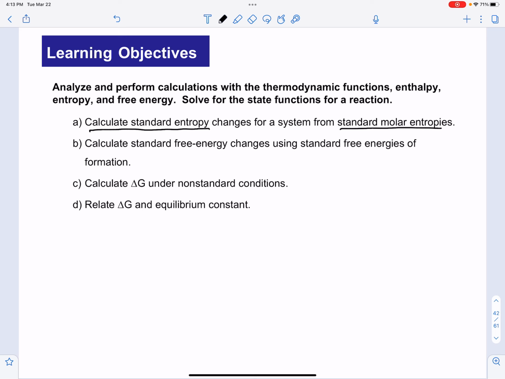We're also gonna do the same procedure for the free energy, or the Gibbs free energy, using free energies of formation. Once we do that, we're gonna calculate the Gibbs free energy under non-standard conditions. When you do it with the appendix, those are gonna be standard conditions. And then ultimately, we're gonna relate the Gibbs free energy with the equilibrium constant, bringing chapter 19, 18, 17, and 16 all together.